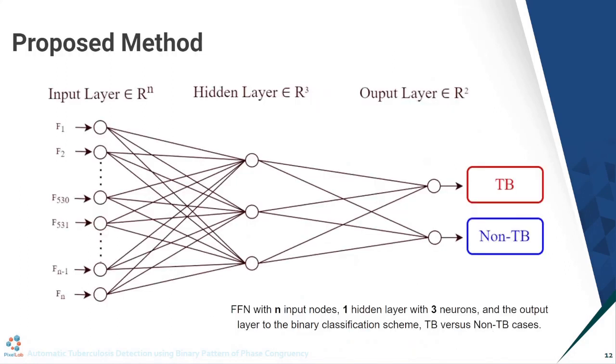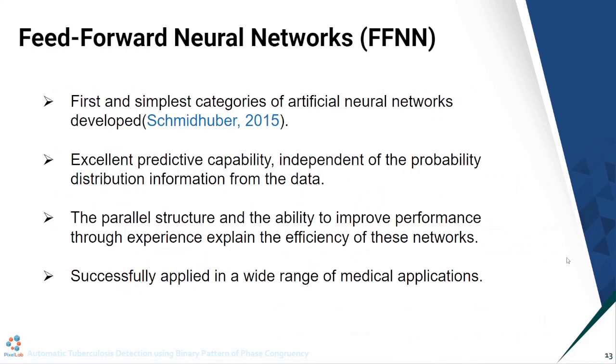Our model is a feed-forward neural network with N input nodes, one hidden layer with 3 neurons, and the output layer to the binary classification scheme, outputting TB or non-TB cases. We chose this network because it is among the first and simplest categories of artificial neural networks developed. It has excellent predictive capability, independent of the probability distribution information from the data. It is highly efficient due to the parallel structure and the ability to improve performance through experience, and it has been successfully applied in a wide range of medical applications.